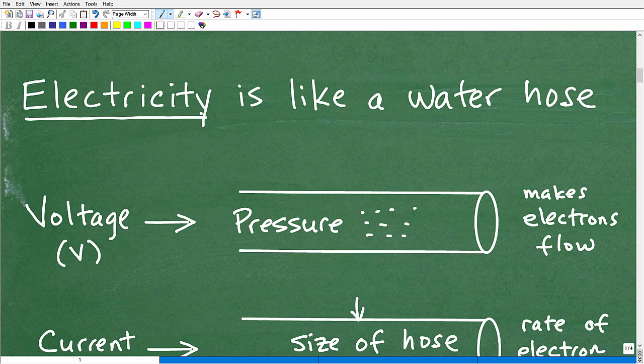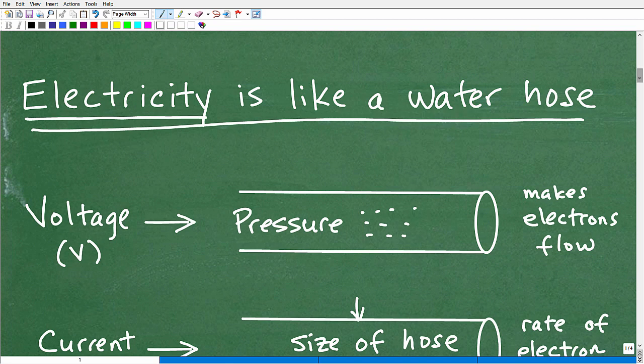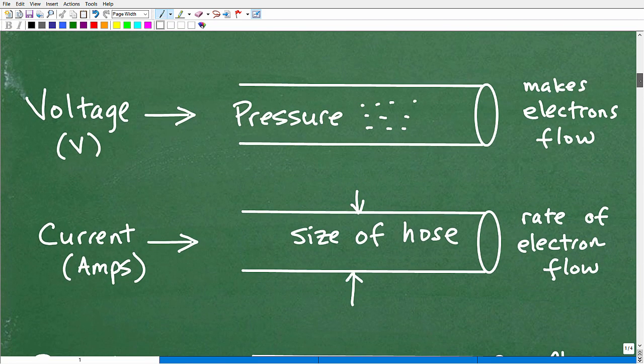But before we get into that, let's just think about electricity. And I think a great model is to think of electricity like a water hose. Okay, so electricity is like a water hose, and this will help give us some context with what voltage is, what current is, etc. All right, so everyone knows what a water hose is.